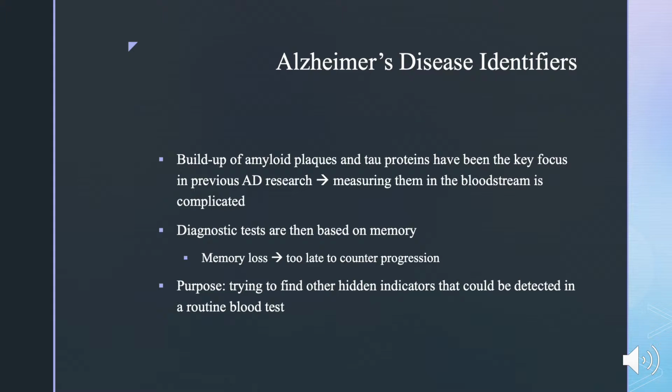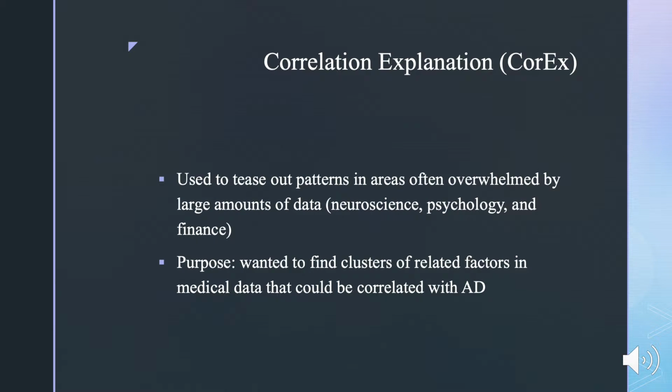Also, by having those who were directly involved with the research discussing the purpose, methods, results, and possible future advancements, the information contained within the original source was brought to life. Greg Versteeg, the founder of the machine learning method correlation explanation, or CoreX, utilized this technique to tease out patterns in areas often overwhelmed by large amounts of data. Therefore, he wanted to search for clusters of related factors in medical data that could be correlated with Alzheimer's disease. The secondary article included the critical information of participants whose data was collected.